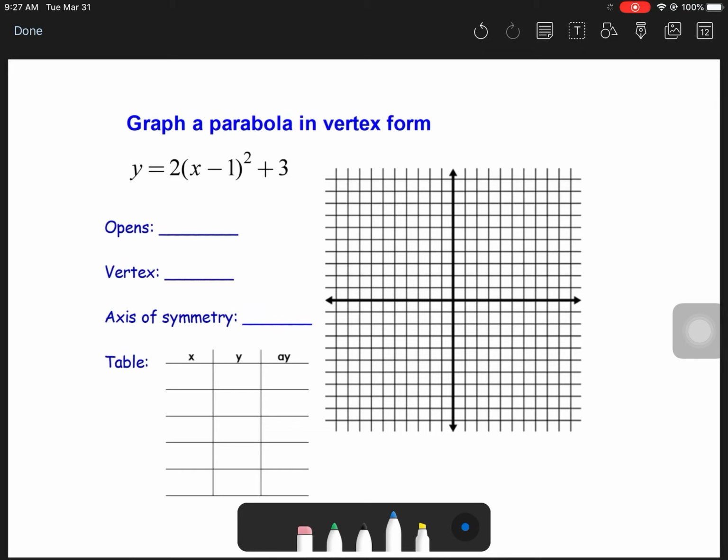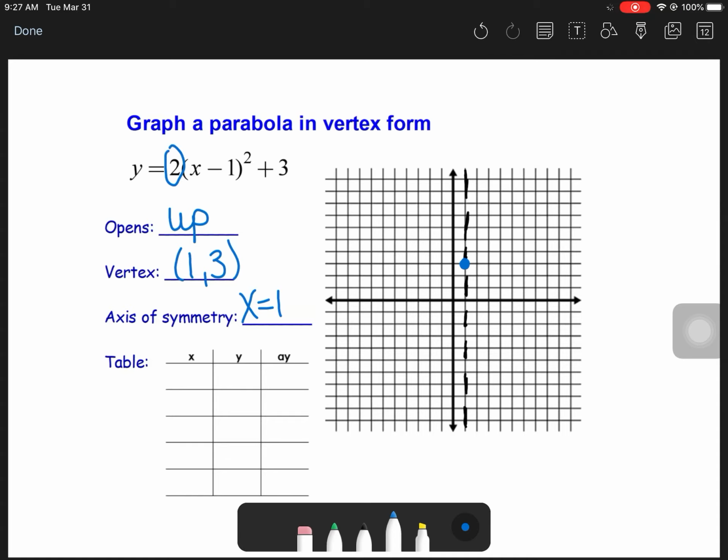When we take a look at our first problem, we notice that our leading coefficient is 2, so our parabola will open up. Our vertex is at 1, 3. Remember, it's the opposite of what you see as our h value. And our axis of symmetry is at x equals 1. So we will mark in our axis of symmetry, the vertical line that passes through 1 on our x-axis. And then we will mark in our vertex at 1, 3.